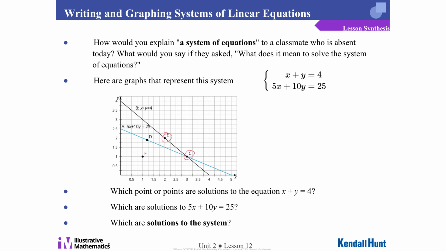Which ones are solutions of my blue line? D and C would be solutions of my blue line. Which are solutions to the system? Well, the solutions to the system are where they both occur at the same time. So that would be your point C.